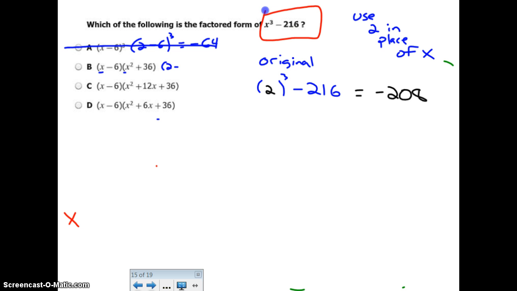So 2 minus 6, parentheses, 2 squared plus 36. I'm using parentheses to be really careful. And you get negative 4. So you guys can do this quicker on your calculator. You get negative 160. Is that equal to negative 208? No, so cancel that out. So hopefully you guys see what I'm getting here. You would also want to try answer choice C and see what you get, but D is going to be the one that works. So let's skip down to D.